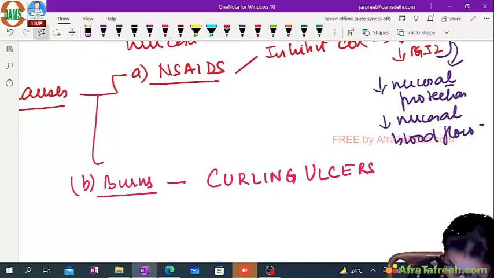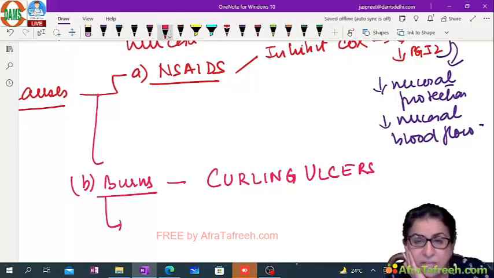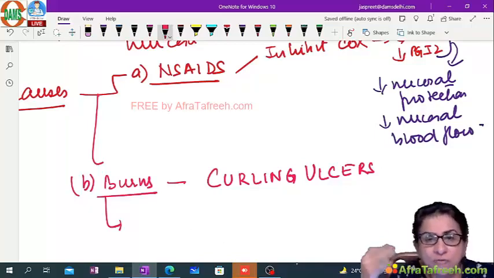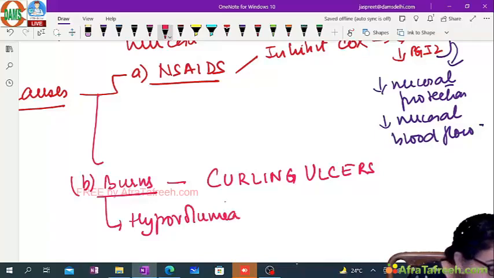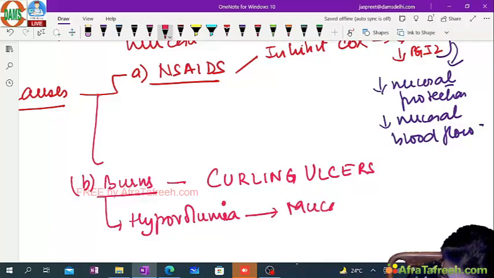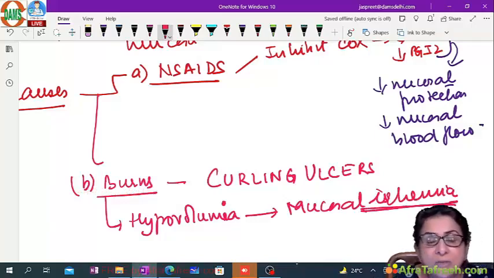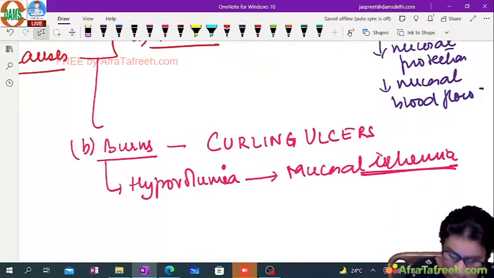So what is the reason? This is seen in severe burns. In patients with severe burns, they get dehydrated. They lose a lot of their fluid. So there is hypovolemia, and because of decreased blood volume, this leads to mucosal ischemia. So here the cause is ischemia. Burns cause ischemia of the gastric mucosa. Ischemia leads to erosions. So the defense mechanism decreases.